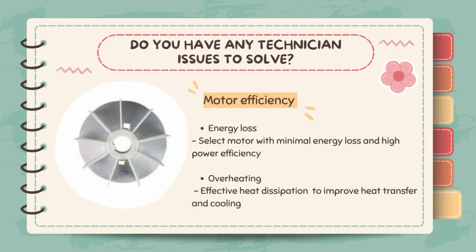There are many technical issues to solve, such as that the fan's effectiveness greatly depends on the motor choice. To successfully convert electrical energy into mechanical motion, we should select a motor with minimal energy loss, high torque, and high power efficiency. Aside from that, thermal issues might be brought on by the heat the motor generates while it is running. Effective heat dissipation methods are necessary to prevent overheating and provide user comfort. We may employ a heatsink, thermal pad, or fan to improve heat transfer and cooling.